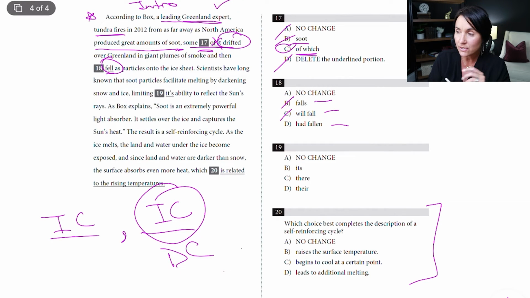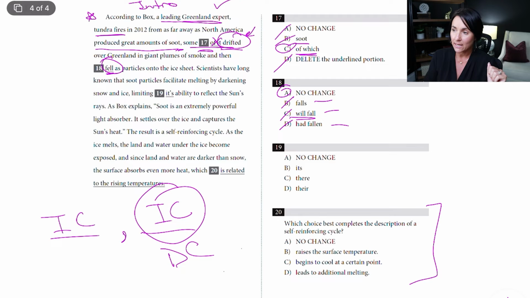Will fall also switches up the tenses because you're going past tense, drifted, future tense, will fall, no. Then we had fallen, which is too wordy and doesn't make sense here. The best answer is it drifted and fell. Okay, make it simple. Drifted and fell as particles on the ice sheet, making no change, the correct answer there.